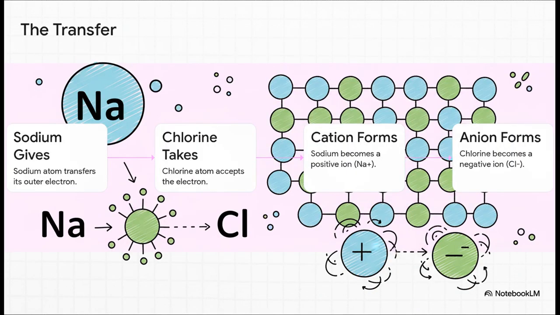And boom, here's how it goes down. Sodium just gives its one outer electron over to chlorine. It's a clean handoff. Instantly, sodium, because it lost a negative particle, becomes a positively charged ion. We call that a cation. And chlorine, having gained that electron, becomes a negatively charged ion, or an anion.